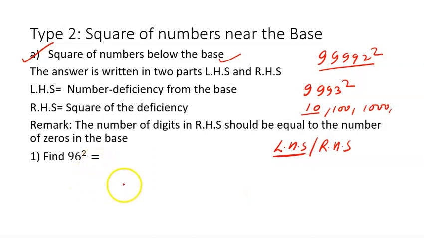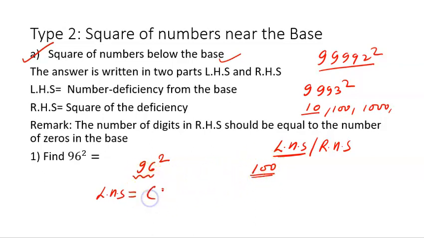So let us understand it through this example. First, suppose if I ask you what is the base for 96. So base for 96 is 100, right? So what we do in the left hand side, the left hand side in this case will be the deficiency, that this number is 4 less than 100, right? I hope you got it. If I ask you what is 96, so 96 is 4 less than 100.